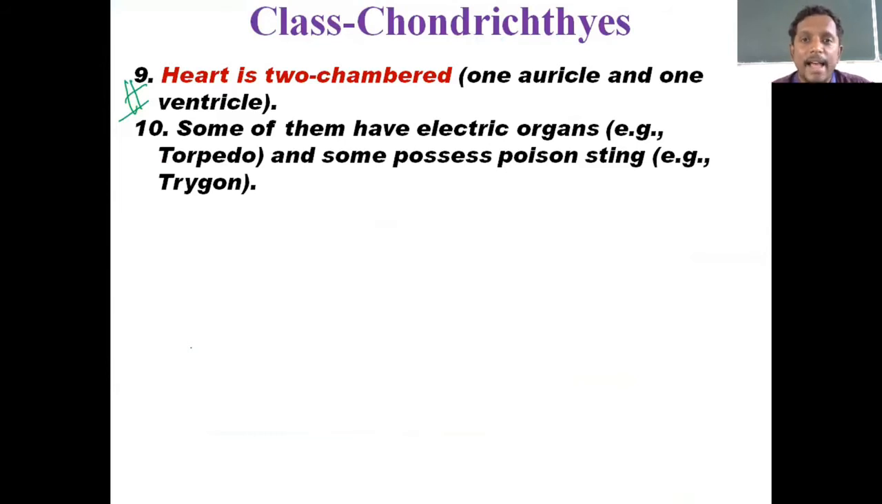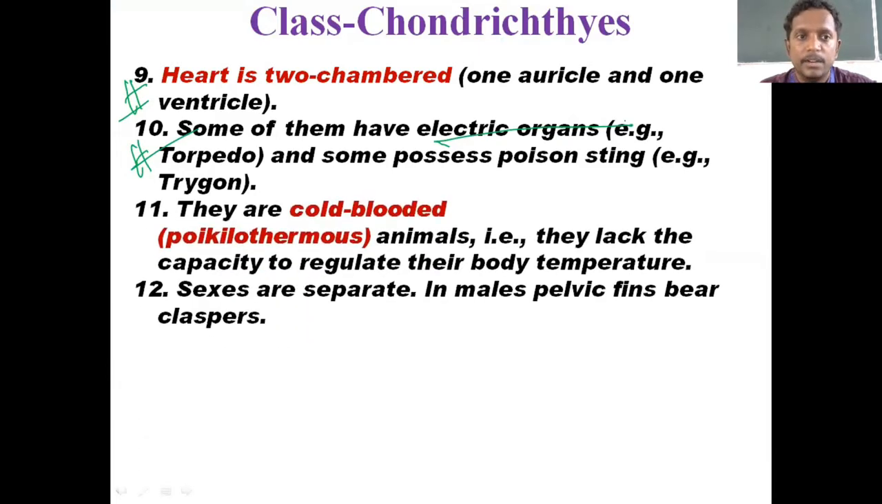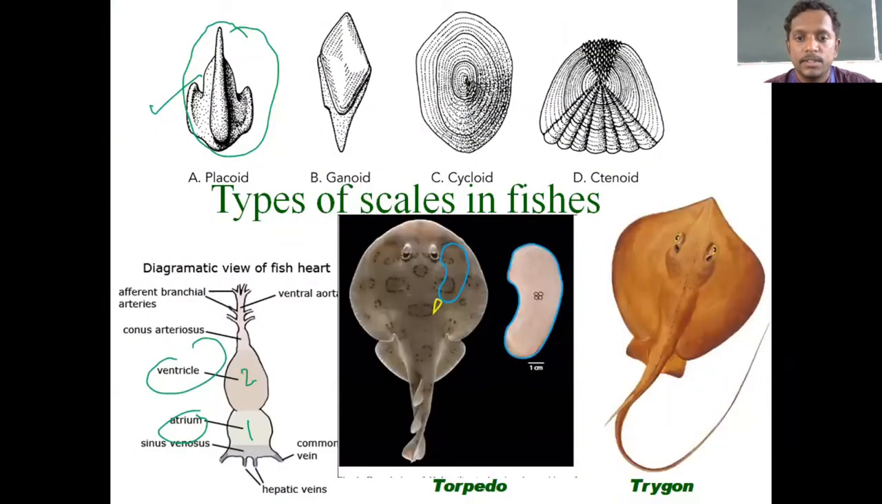Some Chondrichthyes have electric organs, offensive and defensive in function, for protection and attack. Example: torpedo. And some have a poison sting. I will show you the photo. See, this one is torpedo. In this black image, this highlighted region is the electrical organ. It produces electricity. Understood? So that is a unique character of this class.